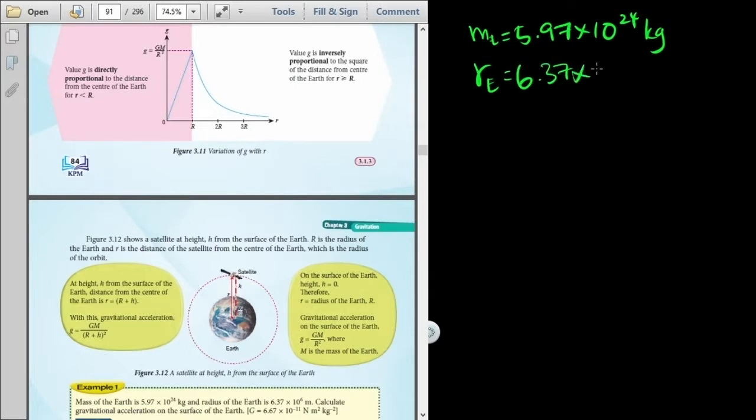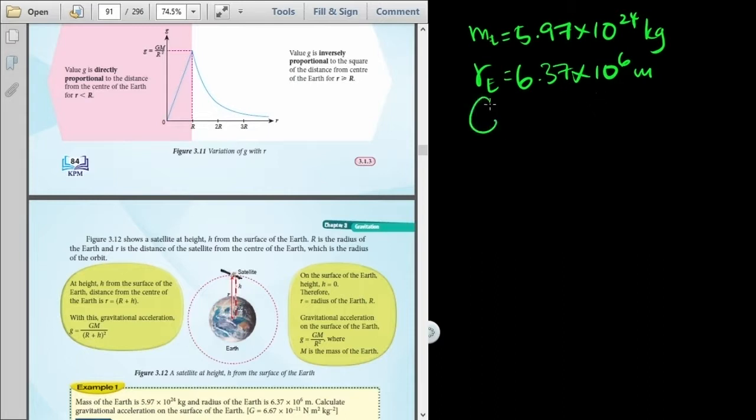So let's do it together. Example number 1 here. Mass of the Earth is 5.97. So let's take out the information there. Let's put mass of the Earth as ME, which is equal to 5.97 times 10 to the power of 24 kilogram. And then we have the radius of the Earth, just put it as RE, equals 6.37 times 10 to the power of 6 meter.